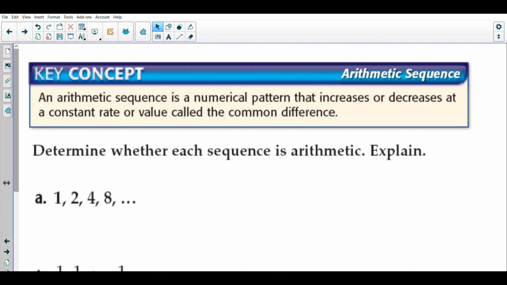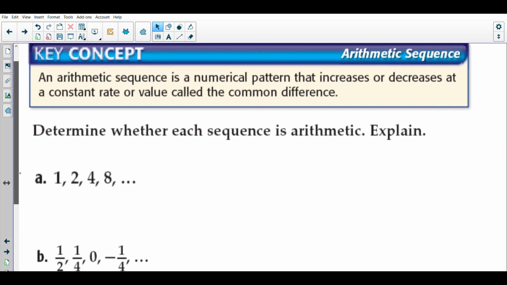Okay? So an arithmetic sequence is a numerical pattern that increases or decreases at a constant rate or value called the common difference. This is what we just talked about. We defined it. So we want to see, are the following sequences arithmetic sequences? Okay, and explain. So A, 1, 2, 4, 8.